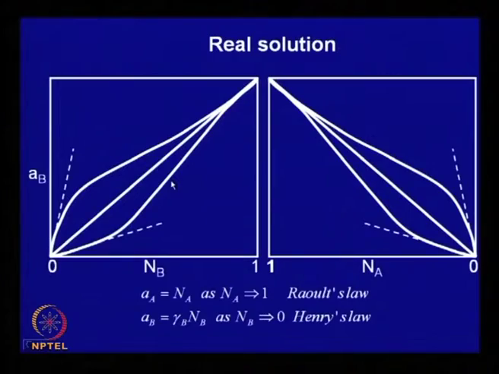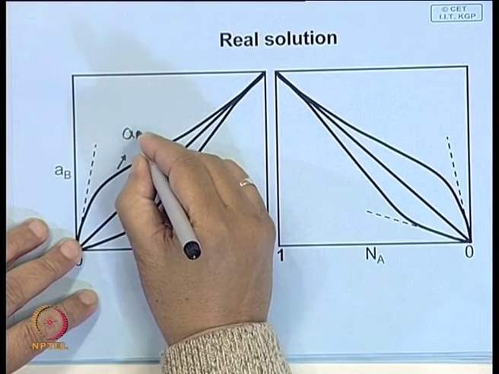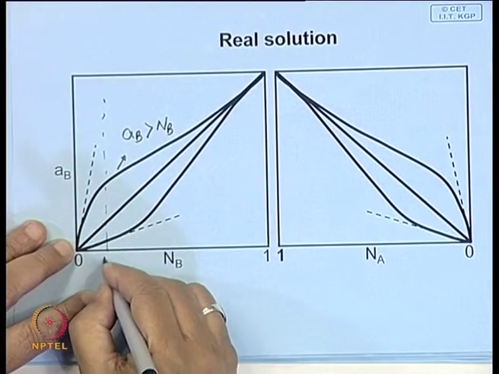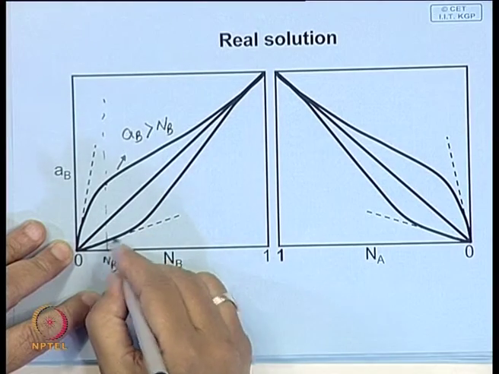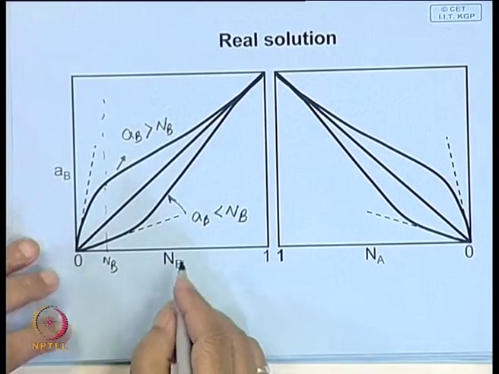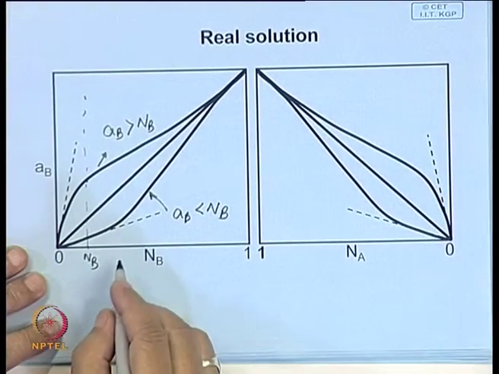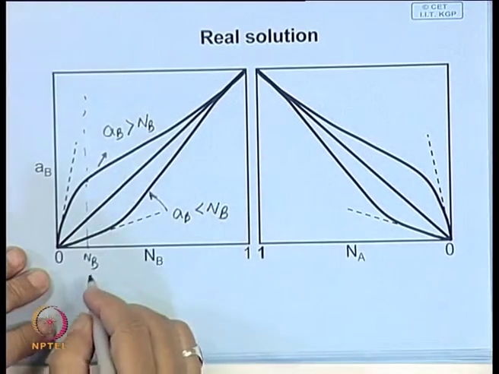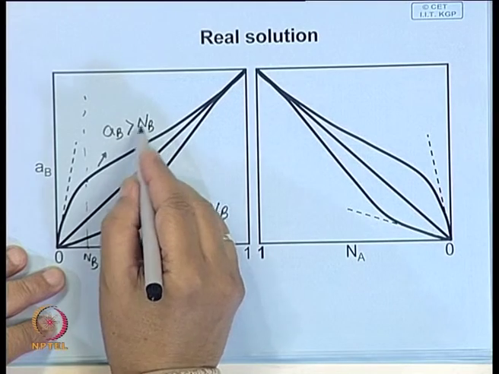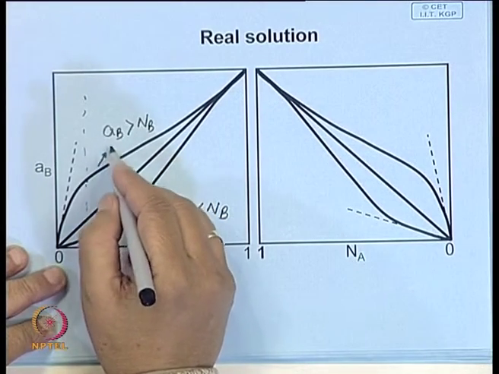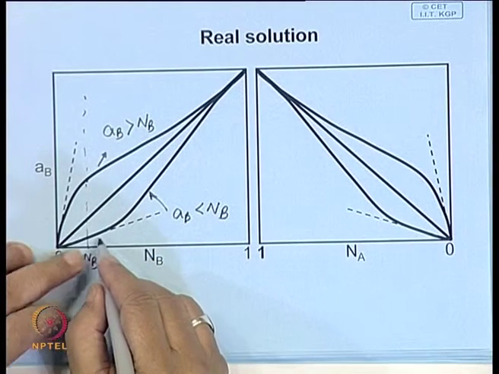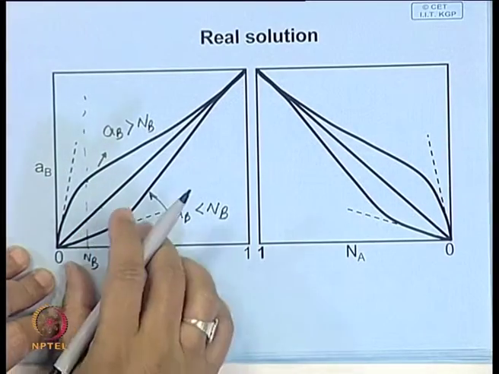So, actually what is happening here in this part, you have activity greater than N B, at any point you take, this is N B, this is the activity. So, here in the bottom part, you have activity of B less than N B. Now, activity you can say gives you an approximate composition, or you can say local concentration of B atoms around B. So, if activity of B is greater than N B, that means there are more than expected number of B atoms around B, whereas here there are less than expected number of B atoms around B. This is what it means physically.